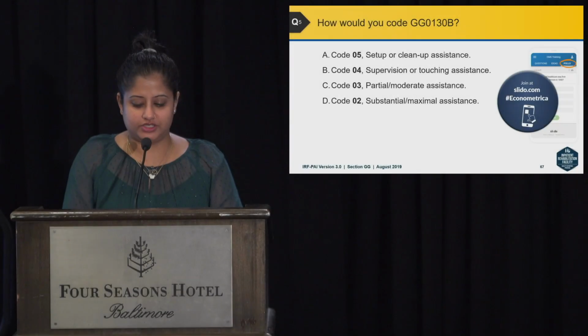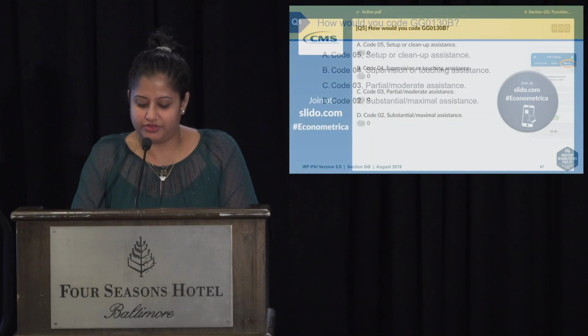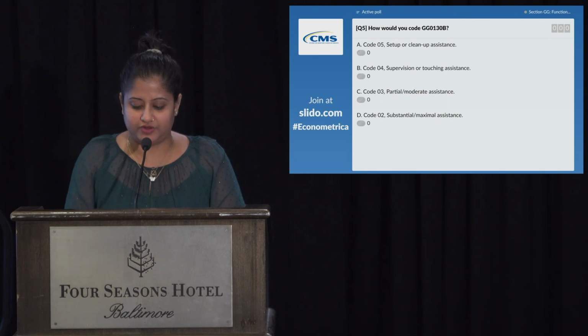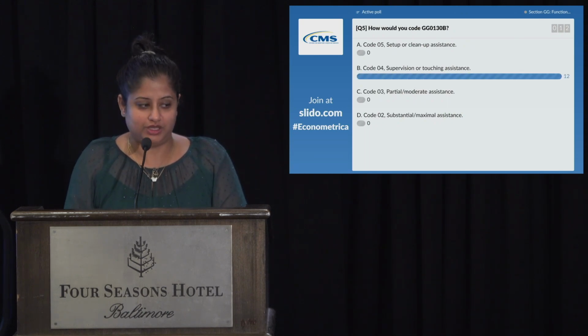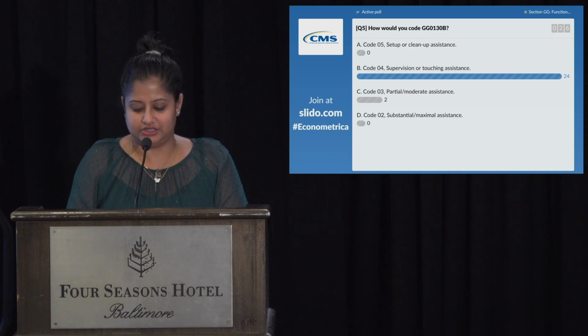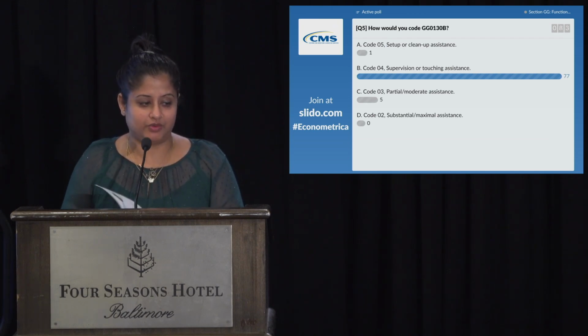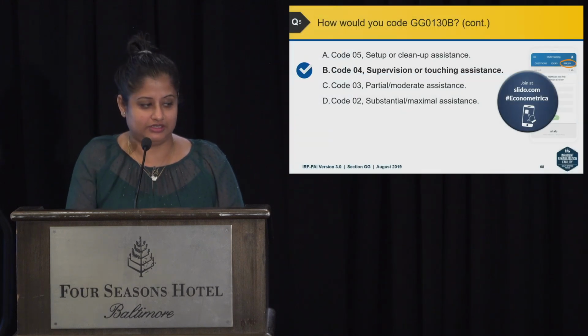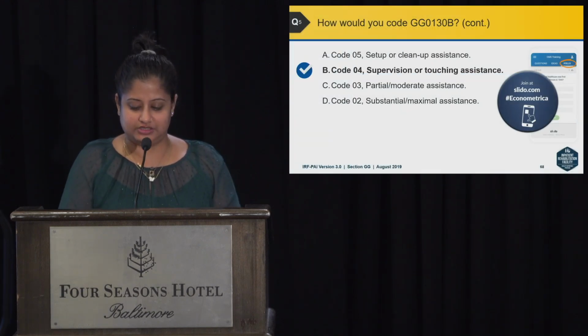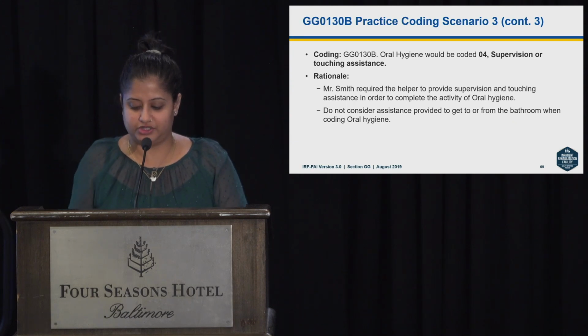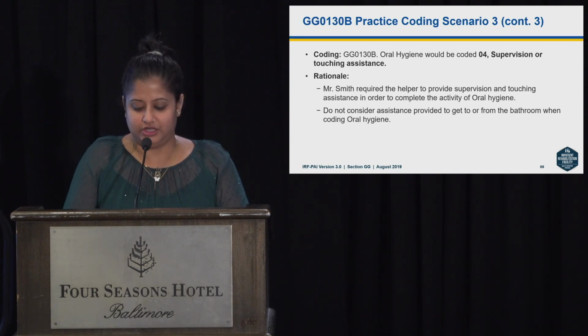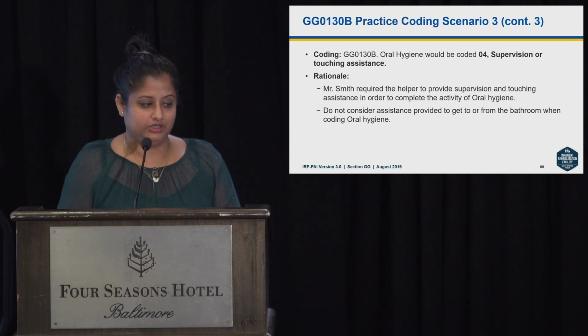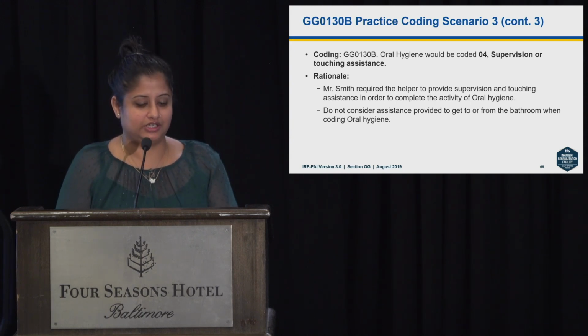So based on what you guys just saw, how would you code GG0130B? Would it be A, 05, setup or cleanup assistance, B, 04, supervision or touching assistance, C, 03, partial or moderate assistance, or D, 02, substantial or maximal assistance? You guys are doing really well. So let's take a look at what the correct answer is now. And it is B, supervision or touching assistance. So again, Mr. Smith required the helper to provide supervision and touching assistance in order to complete the activity of oral hygiene. We wouldn't consider the assistance getting to and from the bathroom.